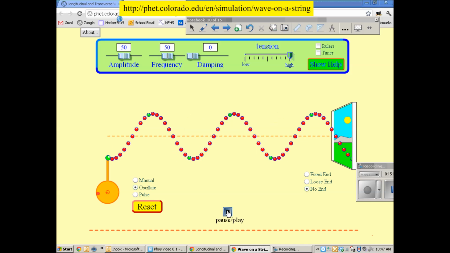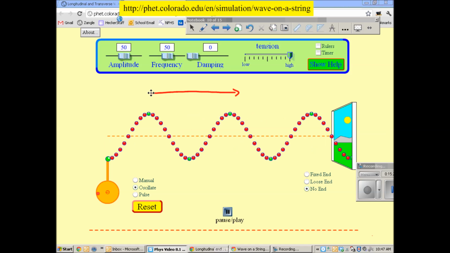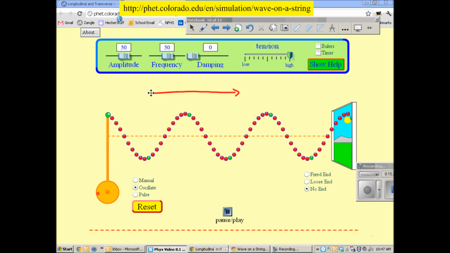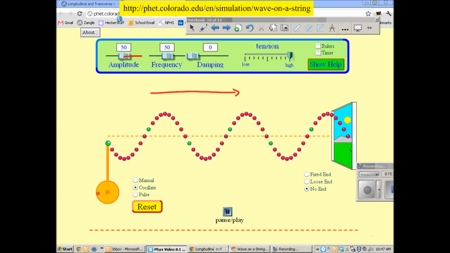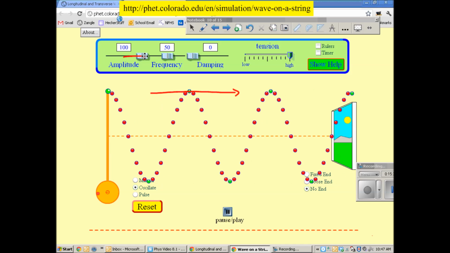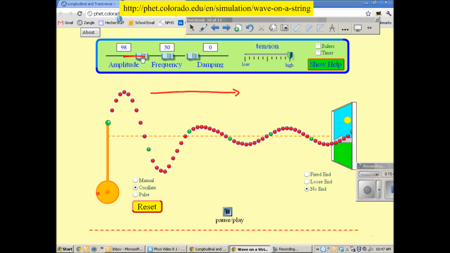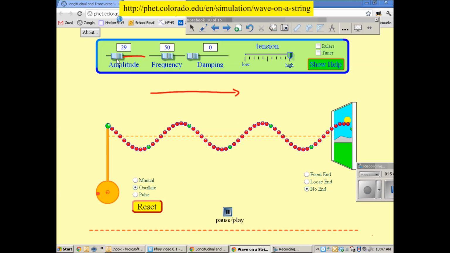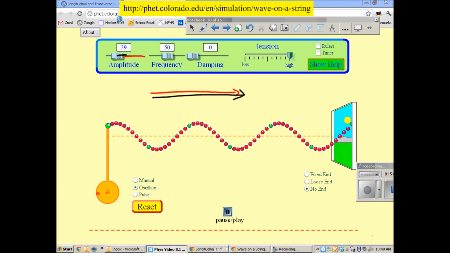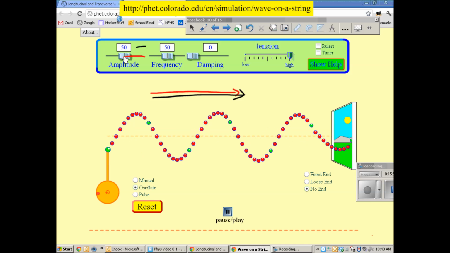All right. So right now the wave is traveling this way at a certain speed, right? And so when I change the amplitude, it doesn't change how quickly the wave travels, how quickly the energy travels. So here's a really big amplitude. Or here's a very small amplitude. But whether the amplitude is big or small, the energy is still carried this way at the same velocity. Okay? So let's set this back to about 50. There we go.